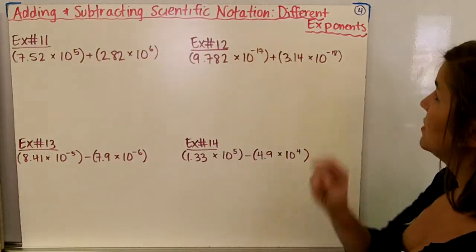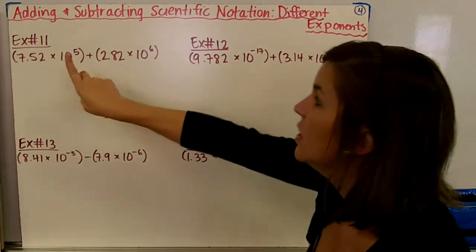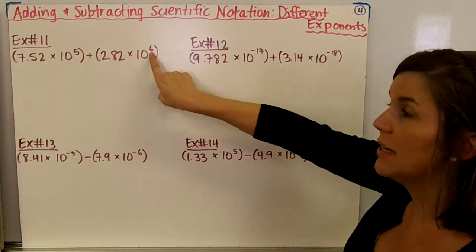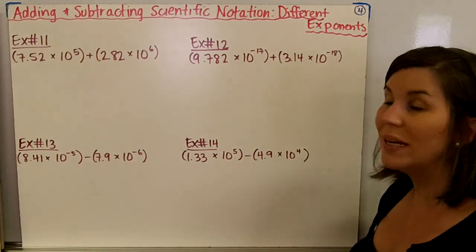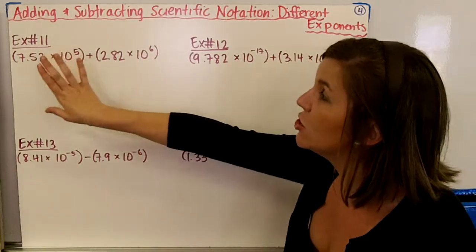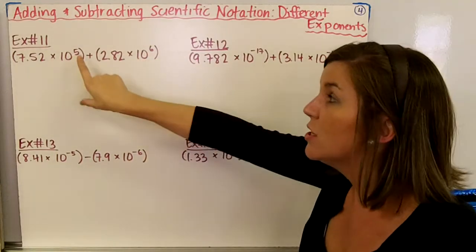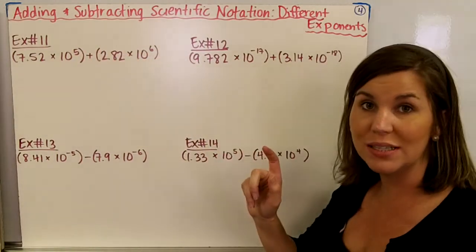Adding and subtracting scientific notation with different exponents. So we have 5 as an exponent and 6 as an exponent. We need them to be the same. Rule number 3 says that we're going to change the smaller one to make it equal to the largest exponent. So this 5 needs to become a 6.